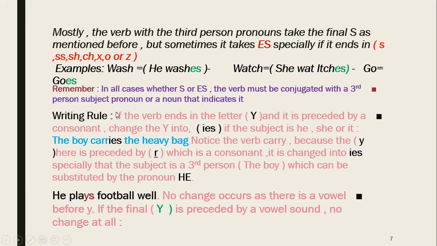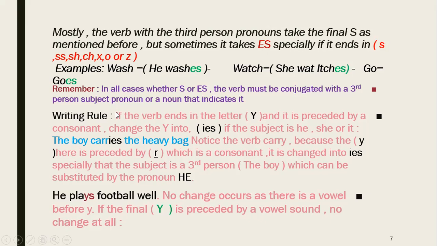Like, for example, a verb like wash, ending in SH. So we can say he washes, she washes. A verb like watch, ending in CH: watches, she watches. A verb like go, we say he goes, she goes. In all cases, whether S or ES, the subject must be he or she or it, a third person singular pronoun, or a third person singular noun.